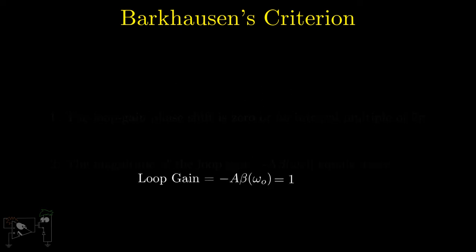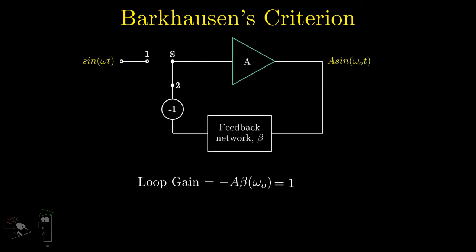Now the only question that remains is about the initial oscillations. How to provide those? The answer is quite surprising. We simply don't provide any initial oscillations. Whenever we switch on the power supply, the transients produced contain a number of harmonics. The one with the frequency omega naught, that is, the oscillating frequency, is picked up by the amplifier and we get our sinusoidal output. Another source of these initial oscillations is the thermal noise present at the input. It contains all the frequencies and hence provides the initial oscillations.